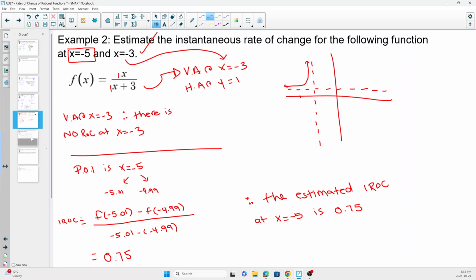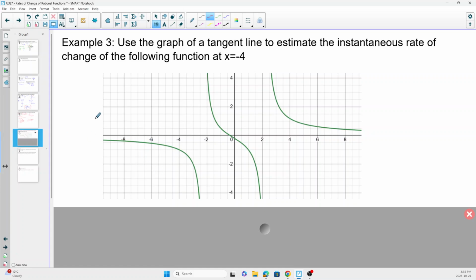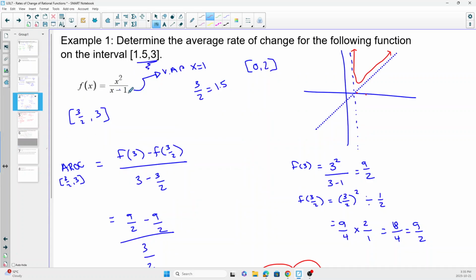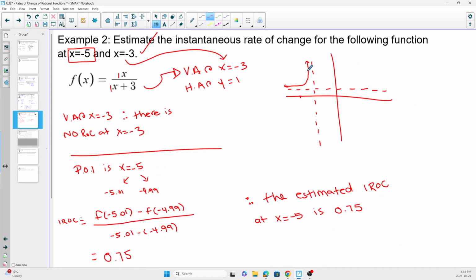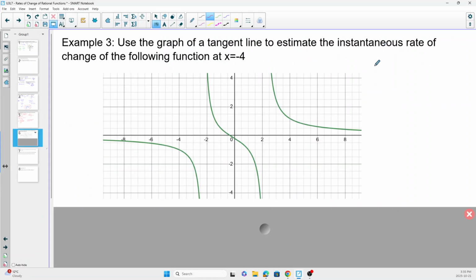All right, so another example. Here we're looking at average rate of change from an equation on an interval. Then we're looking at instantaneous rate of change at a specific point, again from the equation. And now we're looking at instantaneous rate of change from the graph. So here we have this rational function that is graphed, and the question is saying to use the graph of the tangent line to estimate the instantaneous rate of change of the following function at x equals -4.